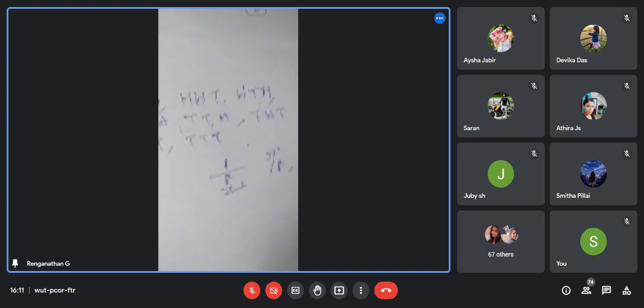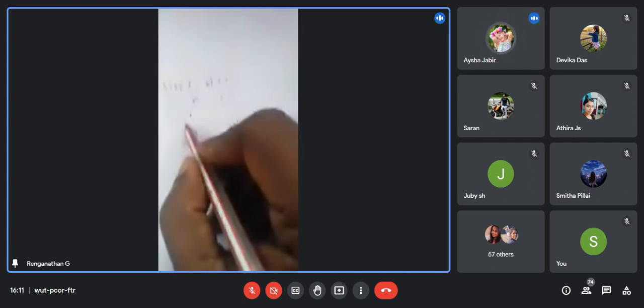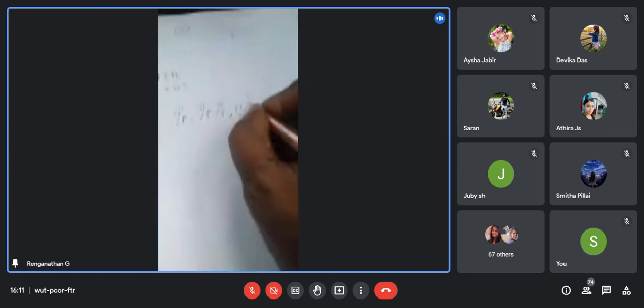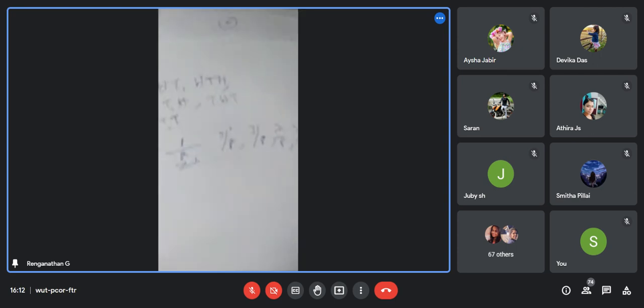4/8. Then no head. No head means all tails. There is only one case because all tails, which is 1/8. So these are the answers. In all these cases, in the numerator we showed the number of favorable cases, and in the denominator we showed the total number of possibilities, the total outcomes. Got it?